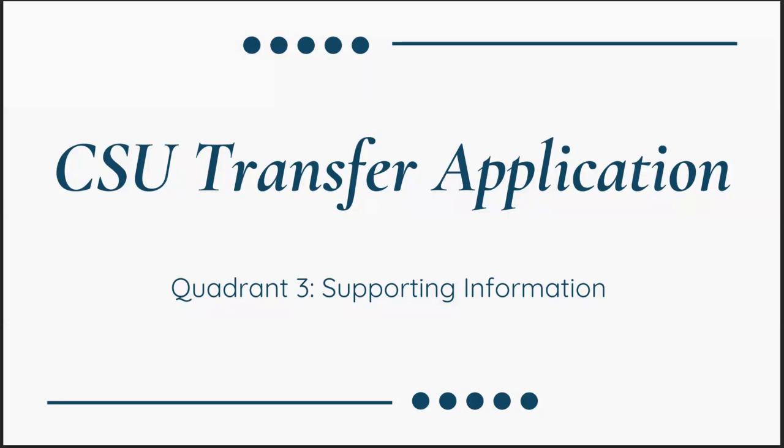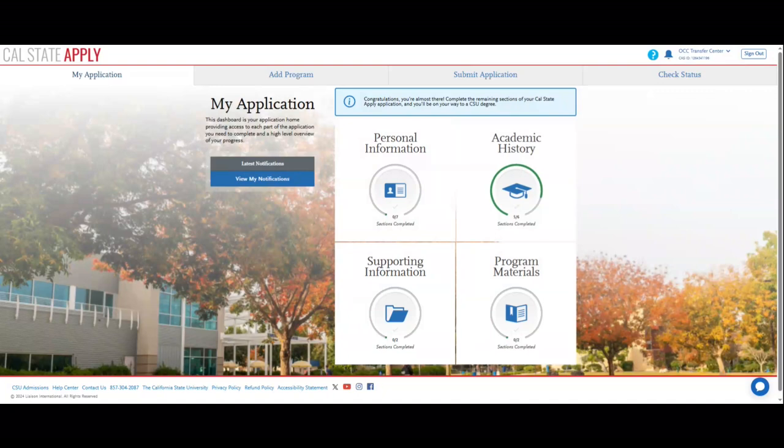This specific video will be covering how to fill out the supporting information quadrant in the CSU application. You can find the supporting information quadrant on the bottom left-hand corner of your CSU application under the My Application tab at the homepage. Depending on your responses in the extended profile, your supporting information may look different from other applicants.